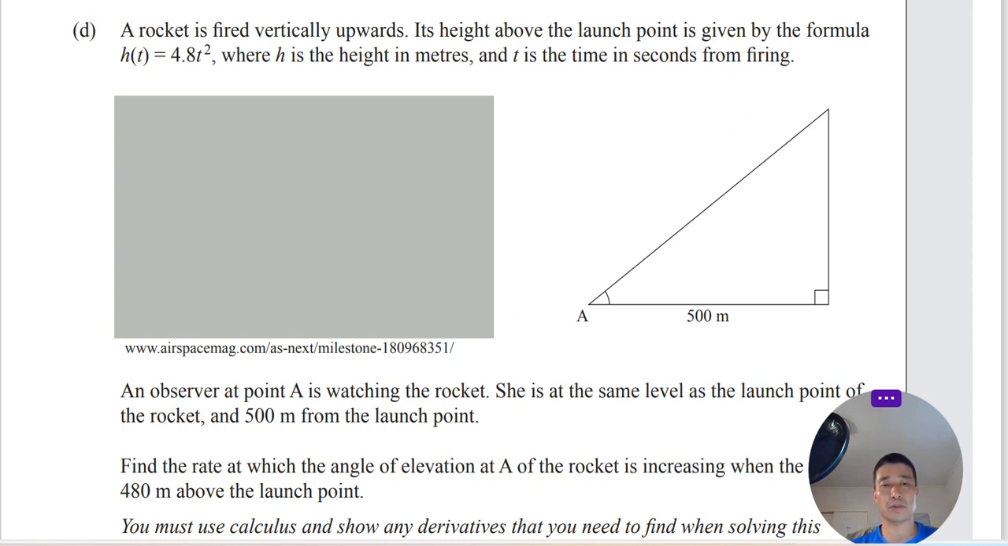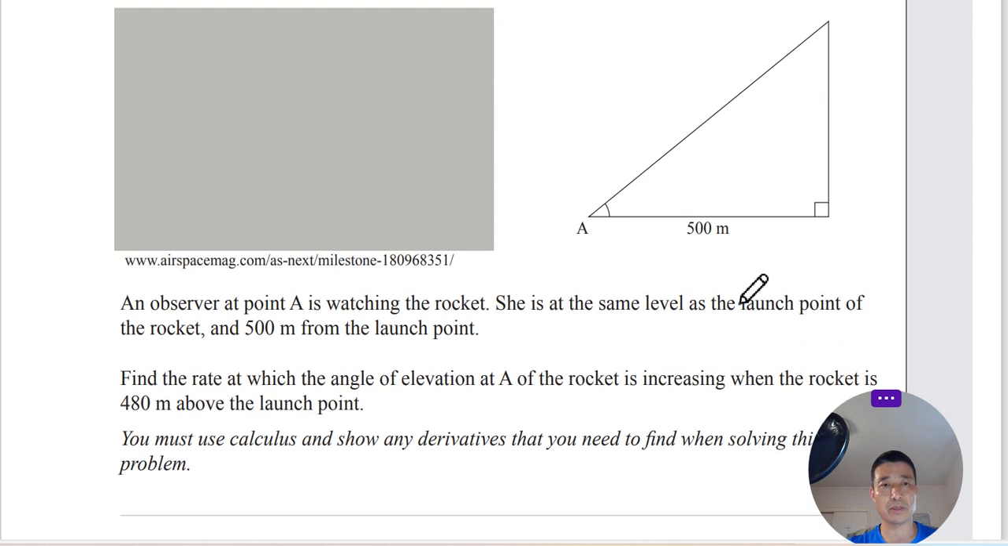An observer at point A is watching the rocket. She is at the same level as the launch point of the rocket and 5 meters from the launch point. Find the rate at which the angle of elevation at A of the rocket is increasing when the rocket is 480 meters above the launch point.